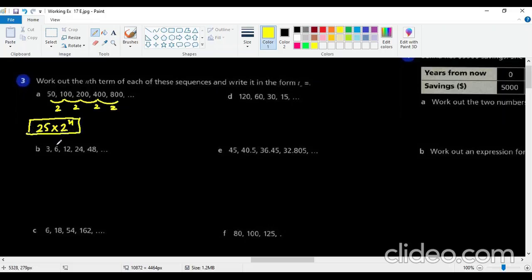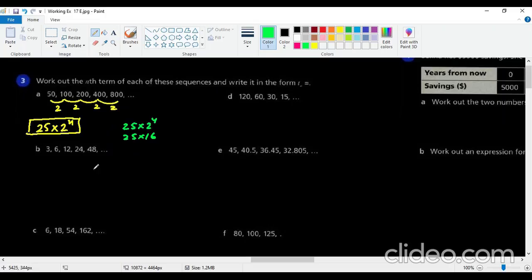Now let's try if my term rule is right or wrong. For example, I'm talking about first, second, third, fourth. The fourth term is 400. Now test it. 25 times 2 to the power 4. Let's see what it gives. 25 times 16 is giving us 400. That means the term rule is correct.